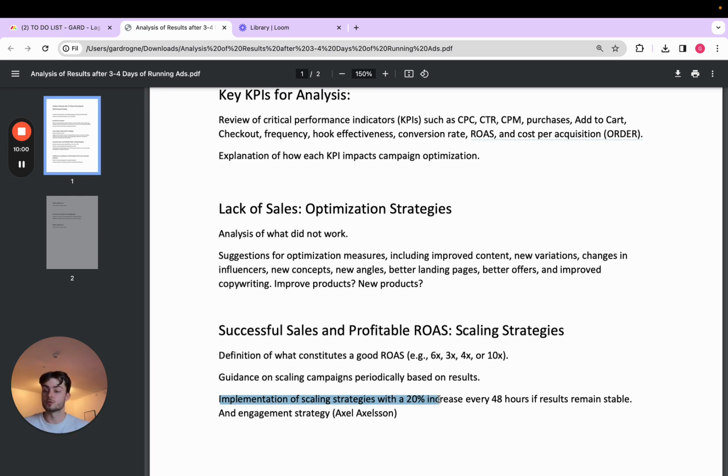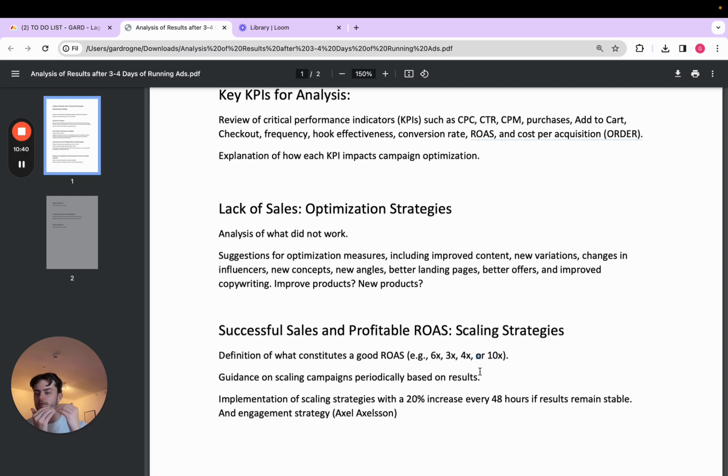Now it's about scaling. So what do you do? How do you scale? For me, we scale with a 20% increase every 48 hours if the results remain stable. So we test it, we increase the budget by 20%, and we let it go. We chill a little bit again, and we stay chill in the boat, as we say. And then again, if the ROAS is still really good, we scale again, and we scale again, and we scale until it's on that pinnacle where we feel like it's not possible to scale it anymore.